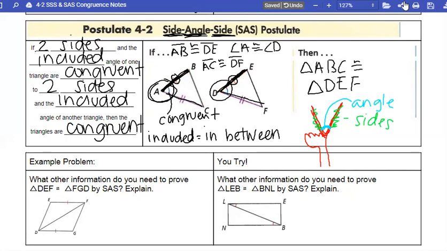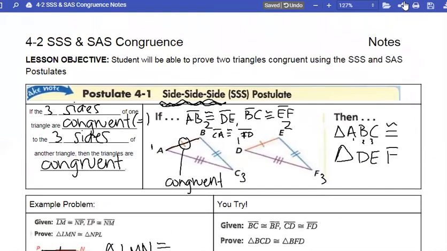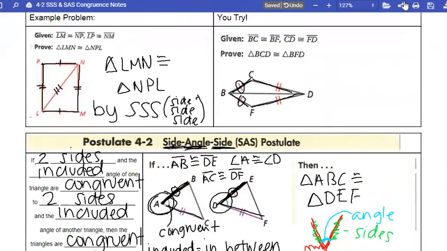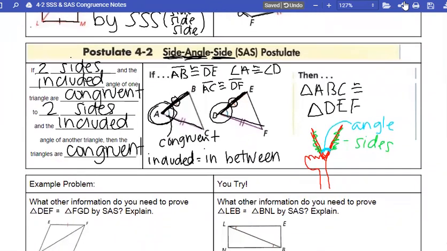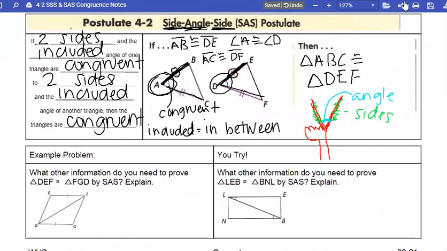So we have side, side, side, which means all three sides are congruent. And then we have side angle side, which means that two sides are congruent and one angle is congruent. That angle has to be included or in between.